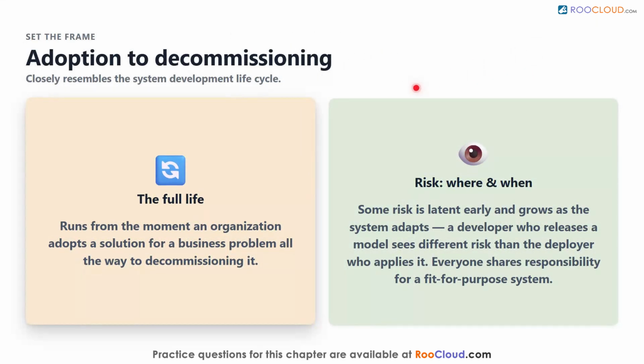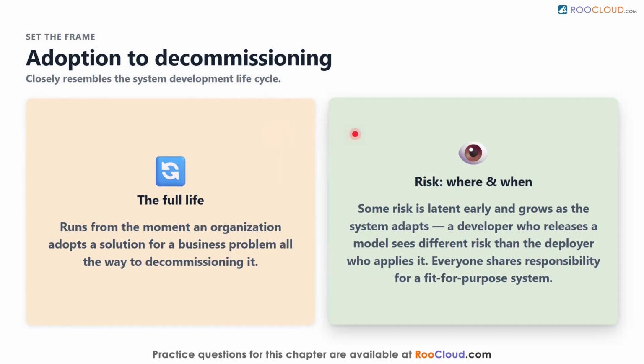Let's set the frame. The AI life cycle runs from the moment an organization adopts a solution for a business problem all the way to decommissioning it, and it closely resembles the familiar system development life cycle. A key insight is that risk looks different depending on where you stand and when you look. Some risk is latent early on and grows as the system adapts, and a developer who releases a model sees different risk than the deployer who applies it to a specific use. Everyone involved shares responsibility for a system that is trustworthy and fit for purpose.